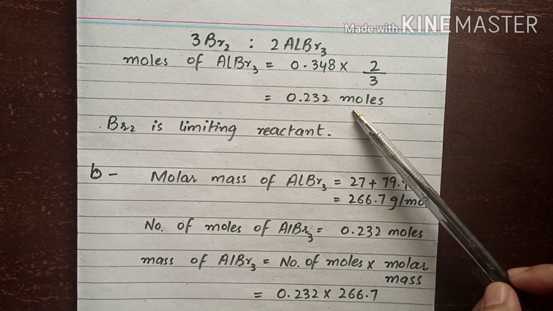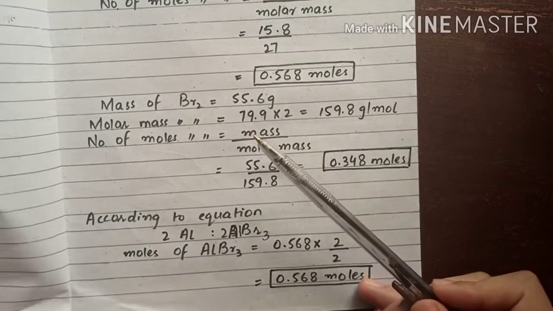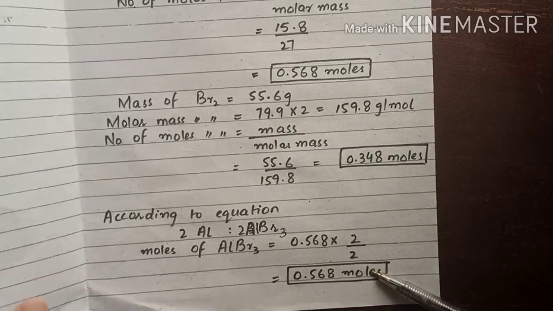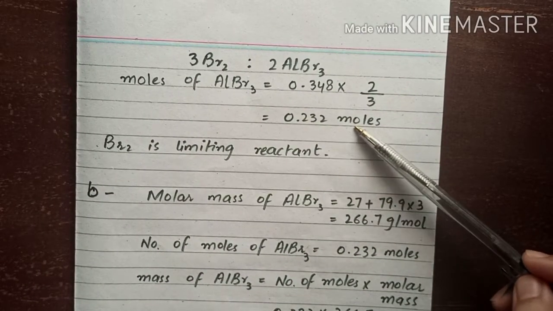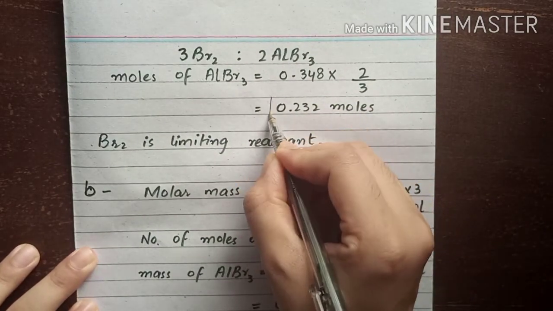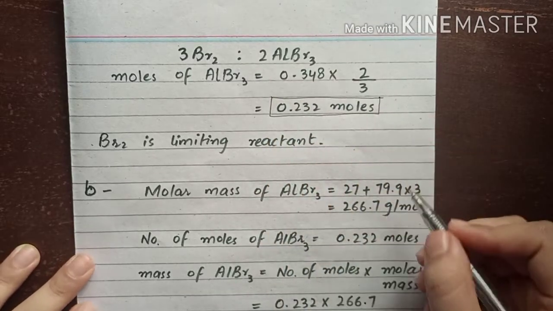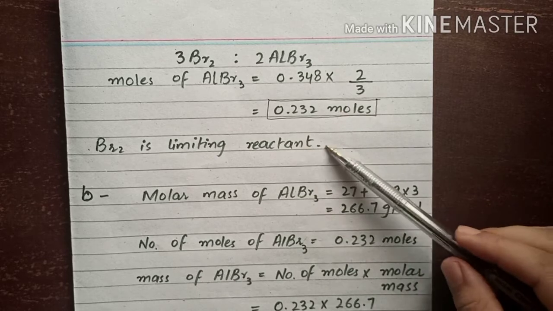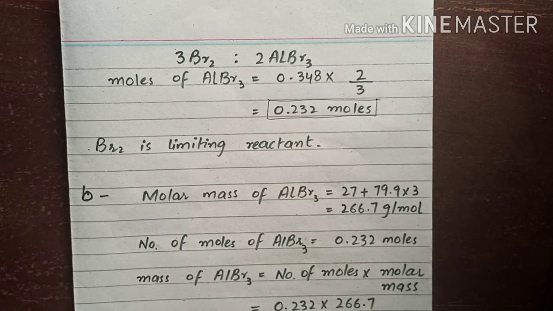So now we have 2 values, one obtained from the bromine and another obtained from the aluminium. The aluminium moles are 0.568, while the moles for the bromine are 0.232 moles. As you can clearly see, the moles of bromine are far less as compared to the moles of aluminium. So we can say that our limiting reactant is bromine. We have concluded that the limiting reactant is bromine. So now part A of the question is complete.